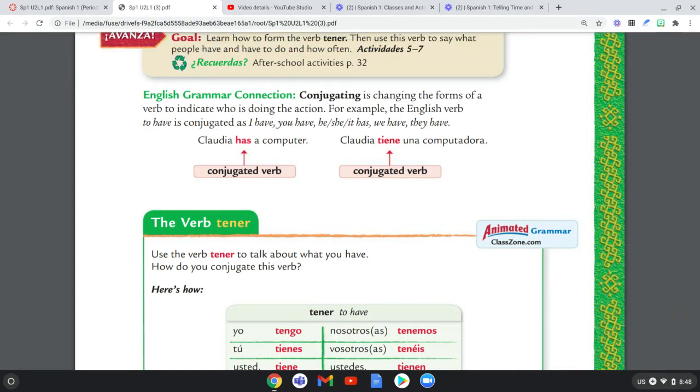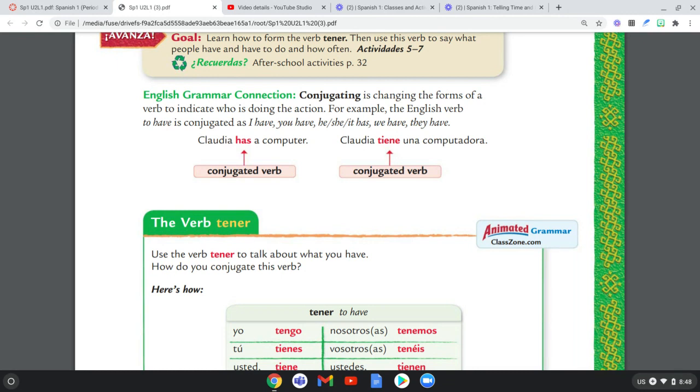Like who you're talking about. Am I the one reading? Is he the one reading? Are all of them the ones who are reading? So like, who are we talking about? That's basically what conjugating is. You just change the spelling to give information as to who you are talking about. So we're going to be conjugating this verb, tener.